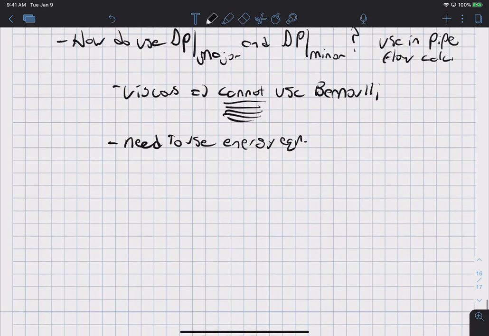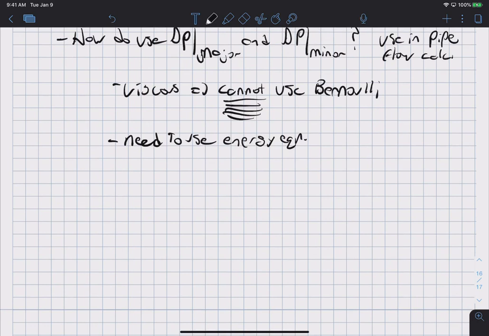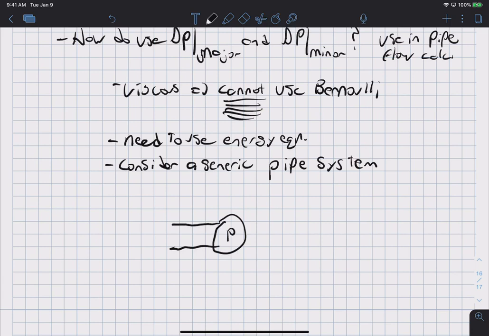Okay, and so we are going to derive that. So we're going to consider a generic pipe system. Okay, and it'll be a fairly simple pipe. So we'll have just a pipe, and there'll be a pump P, a turbine T, and an inlet and an outlet.